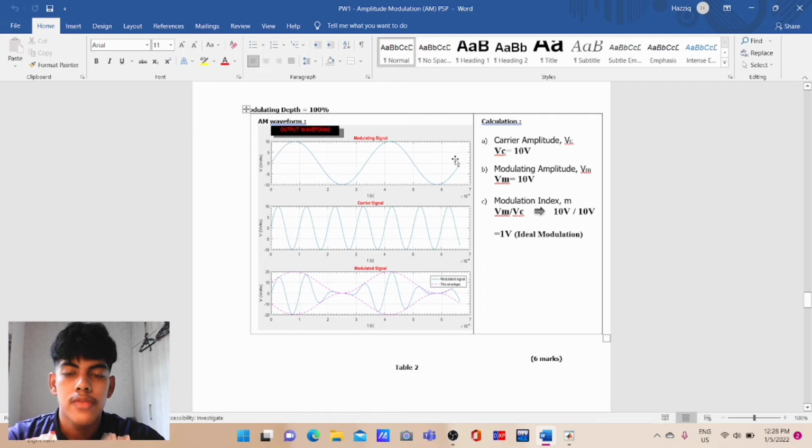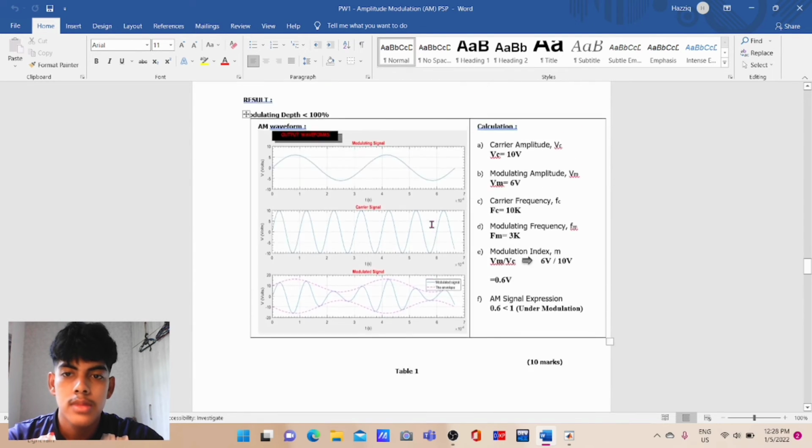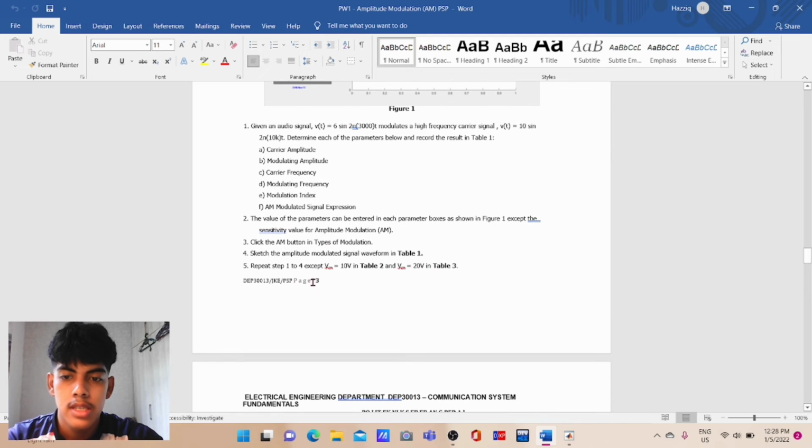Next we will find the waveform for table 2. The instruction is that for VM we need to change the value, which is for table 2 we need to insert 10 volt, and for table 3 we need to insert VM as 20 volt.